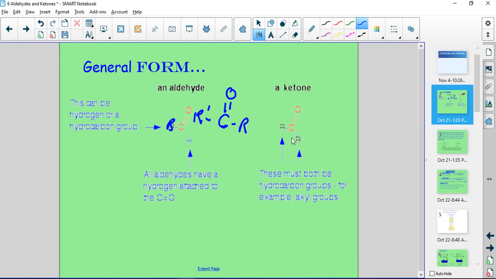Okay, and a ketone is similar to an aldehyde, except it can't be hydrogen at this end here. It isn't a terminal carbonyl. It is one within or between two other carbons. So when it's not terminal, it's a ketone. When it is terminal, it's an aldehyde.